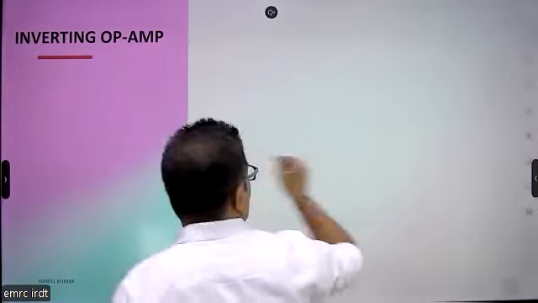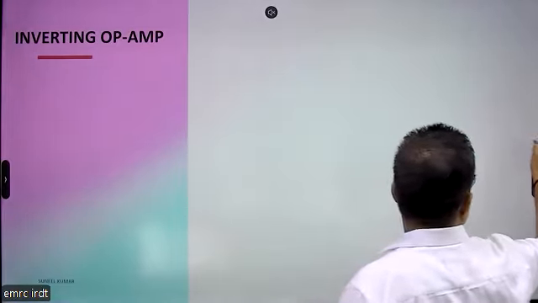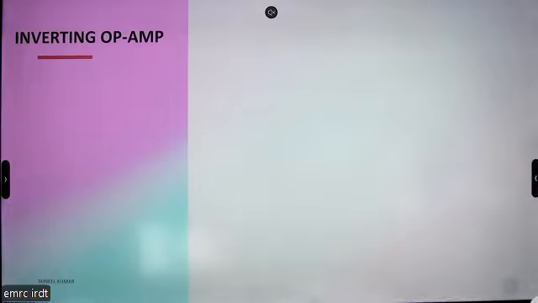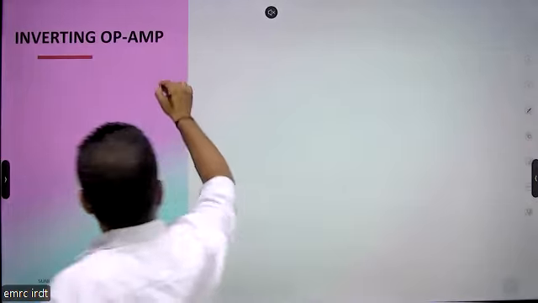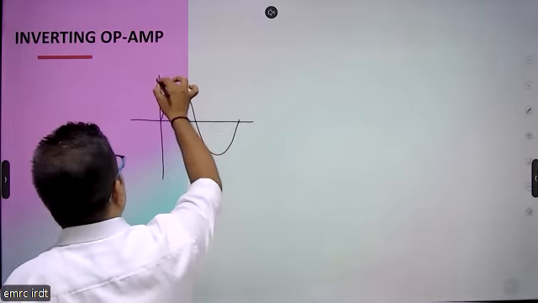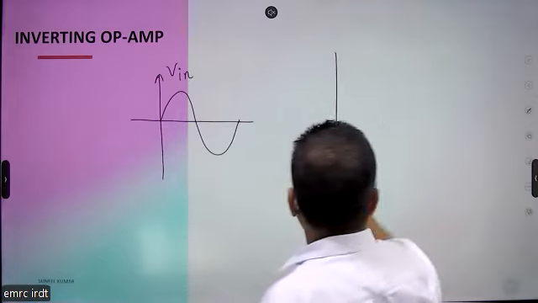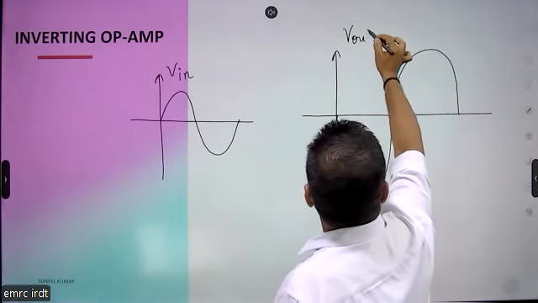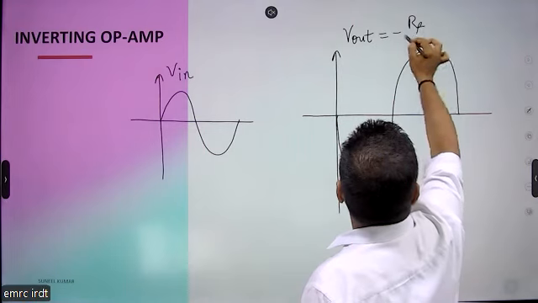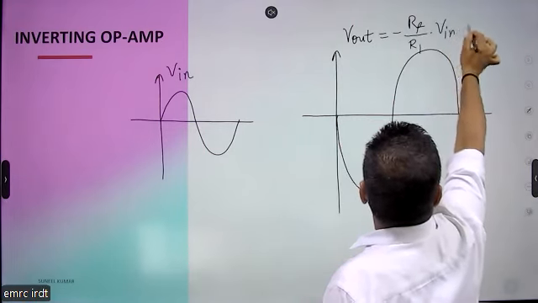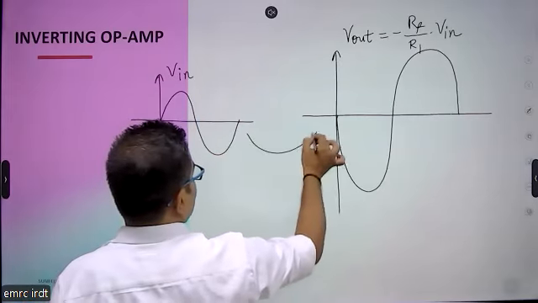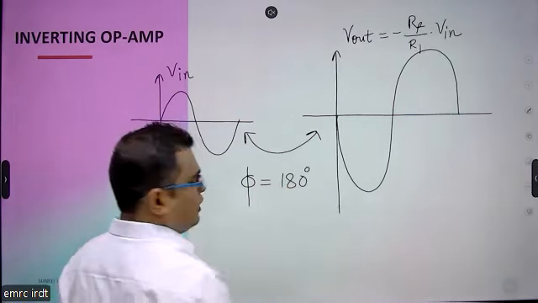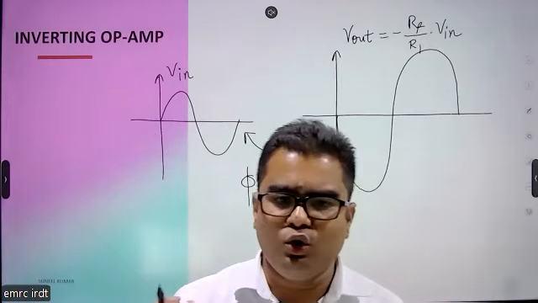So here we have the input, this is V input, and the output is like this: minus RF divided by R1 into V input, and there is a phase shift of 180 degrees between input and output. So this is all about the inverting amplifier in closed loop configuration.